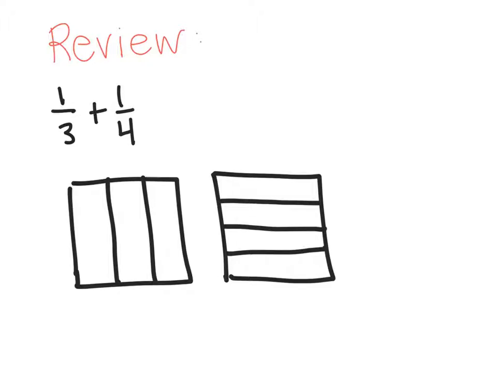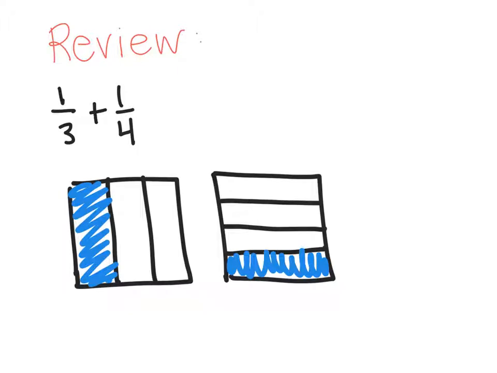So just a quick review of Lesson 3. We were adding fractions and we needed to find like units in order to do that. In this problem, we're adding 1/3 plus 1/4. So in this box, we've got our 1/3 shaded, and in this box, we've got our 1/4 shaded. We need to go ahead and create like units. We can't add fractions with different size units. We need to make the units the same size. So how could we divide this up?